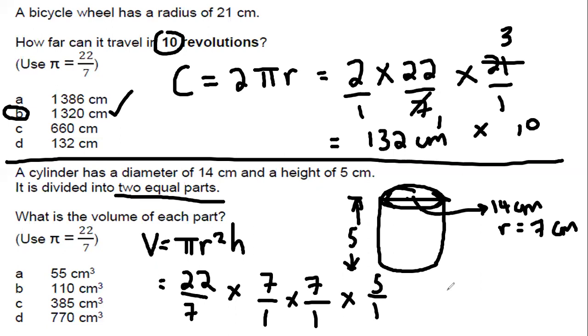Notice, whenever they tell you to use pi as 22 over 7, you have to work with the fraction. The only way you would want to convert the 22 over 7 to a decimal is if all these values here were decimals. All right, so what is the volume?